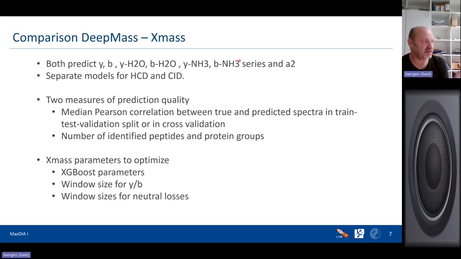Let me first say that if one wants to measure the quality of the prediction, there are generally two ways of doing this, which are quite different. One is to compare the predicted spectra with the true spectra in cases where you have the ground truth. This could, for example, be that you put away test data that you don't use for training, or you could do cross-validation. And then you can measure the spectral angle between the predicted and the true spectrum.